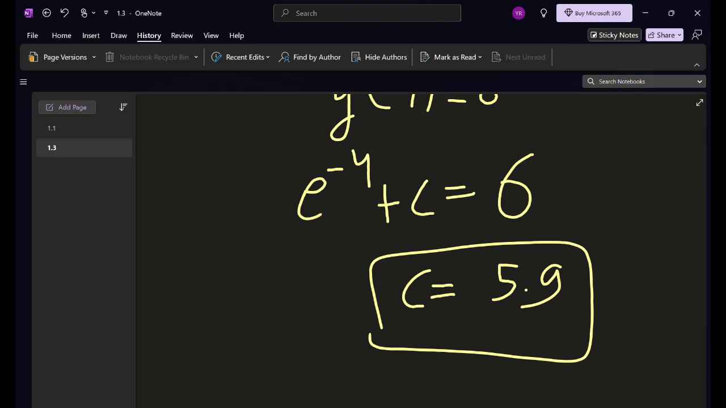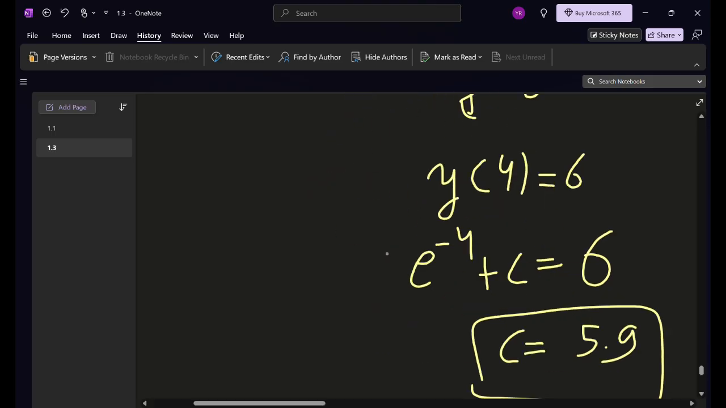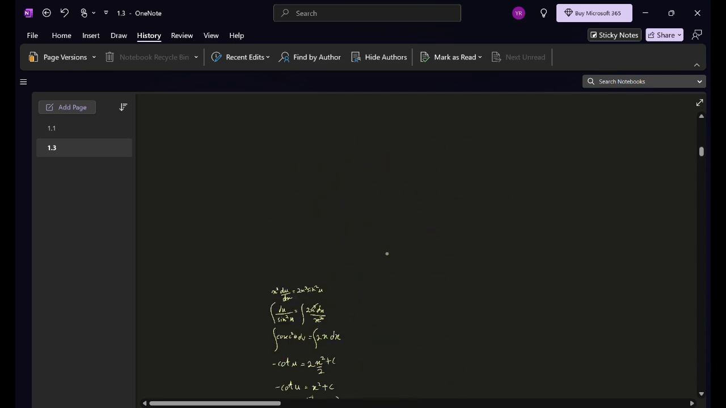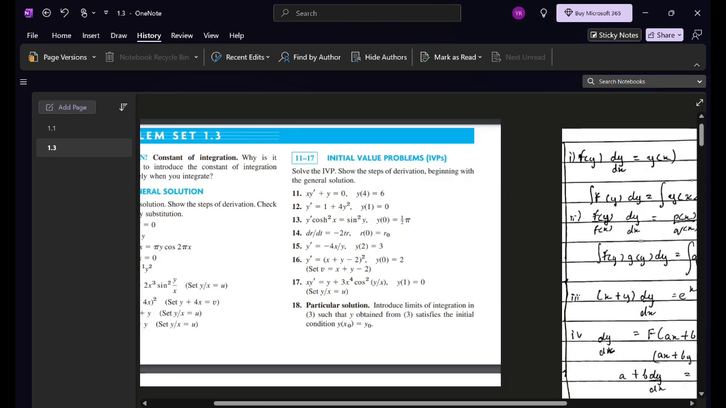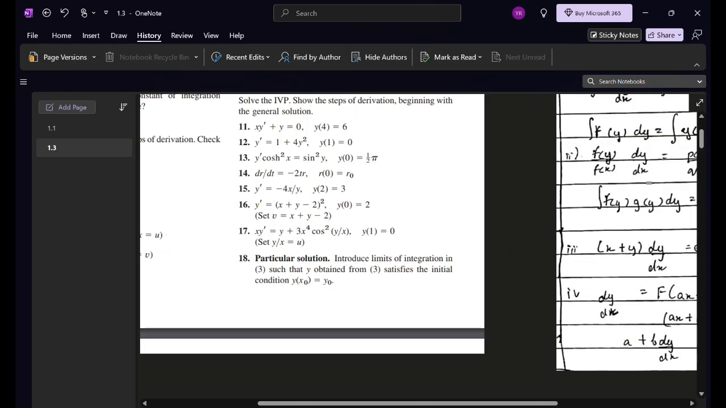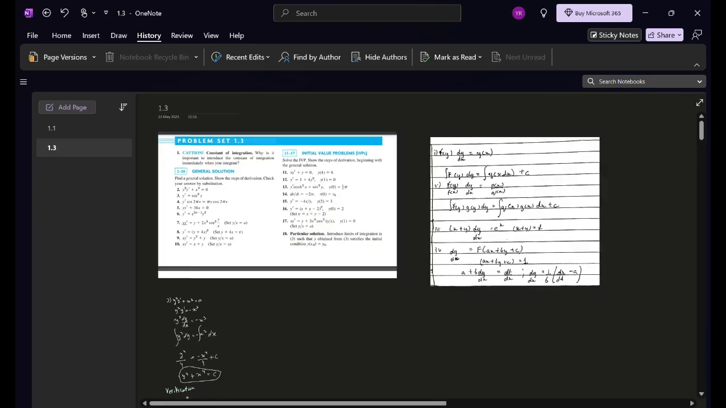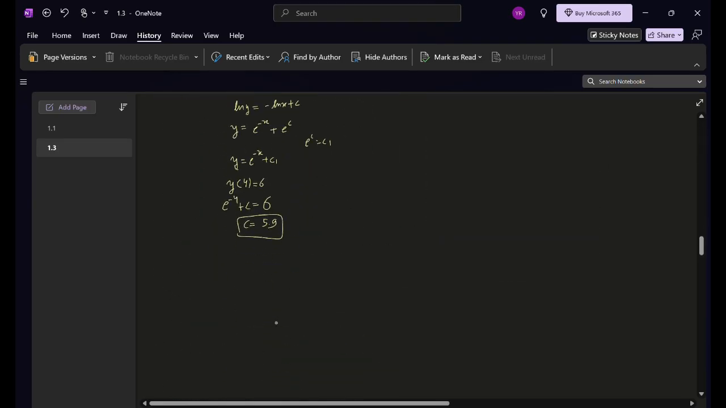Let's just do the 16th. The 16th question is again given in such a form that we are gonna need to put this addition term as a separate variable and then solve it like that. So let's just do the 16th question.